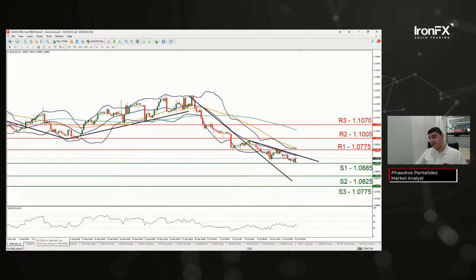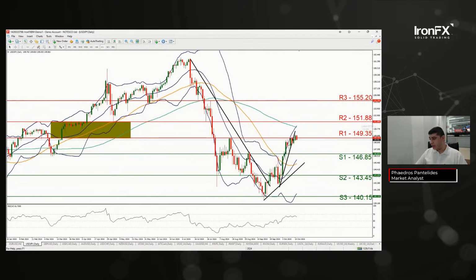Today we do have Canada's CPI rates, and during tomorrow's early European session we have the UK CPI rates. So those are both interesting financial releases that may impact the Canadian dollar, so the loonie and cable respectively.